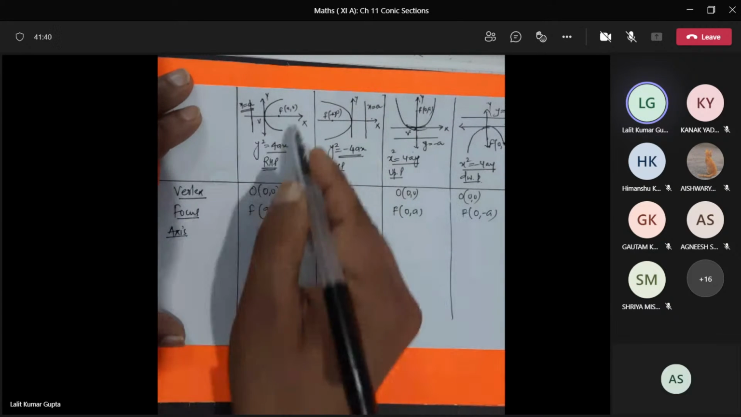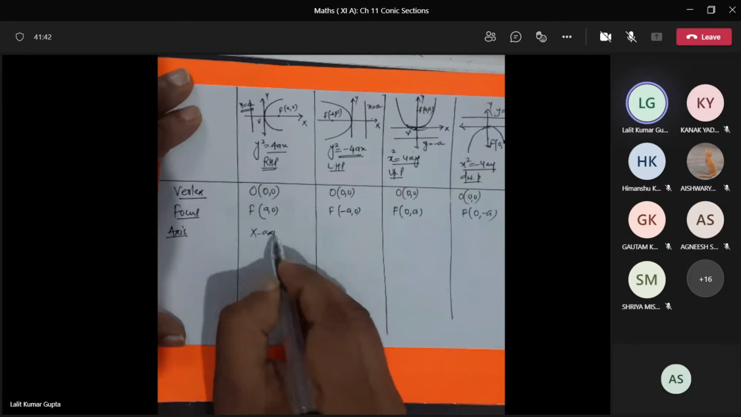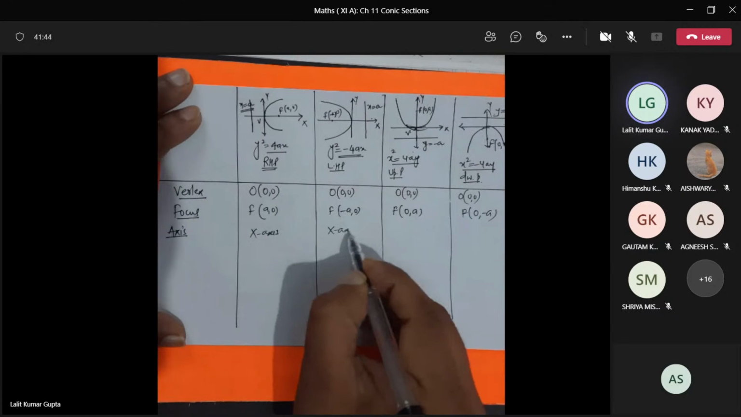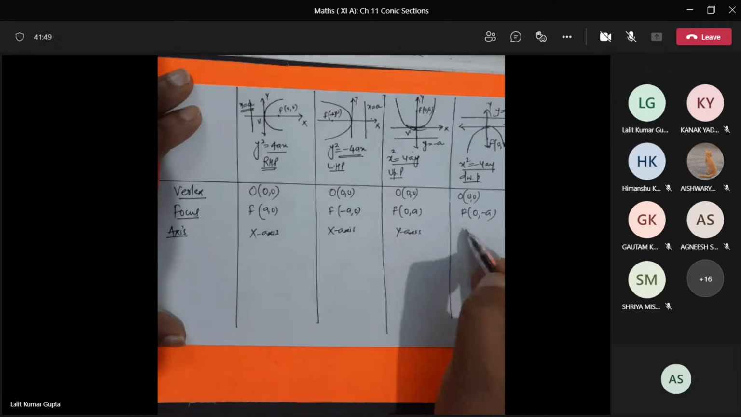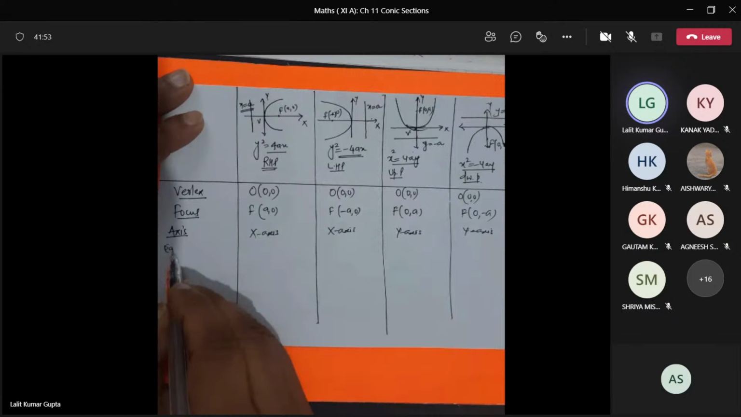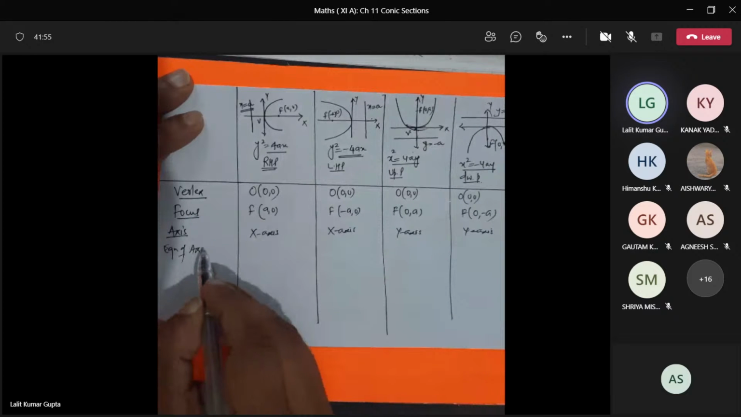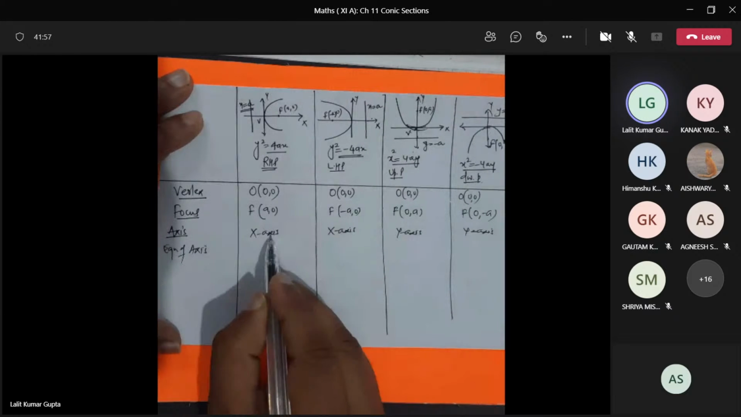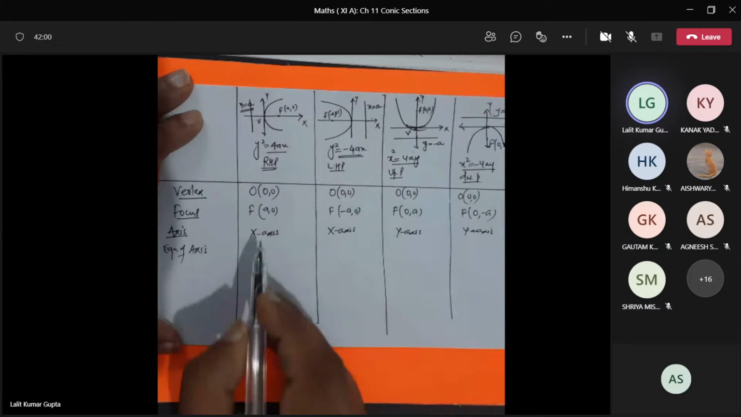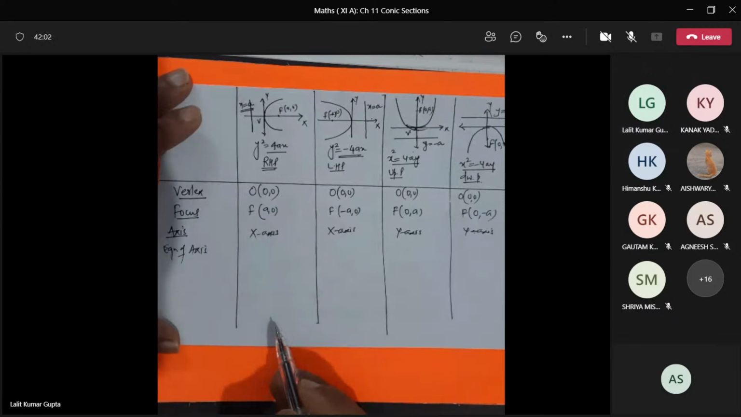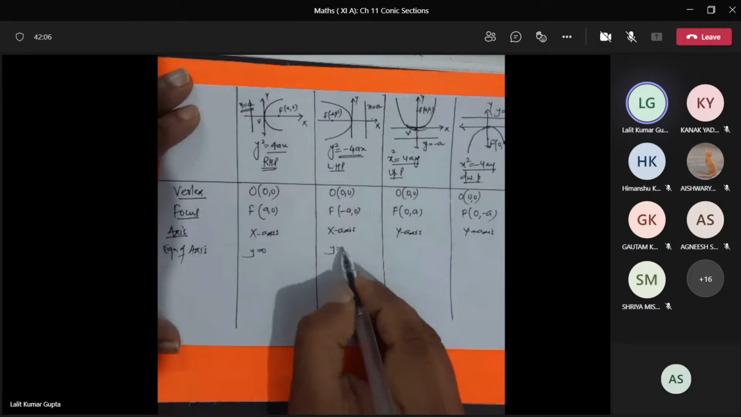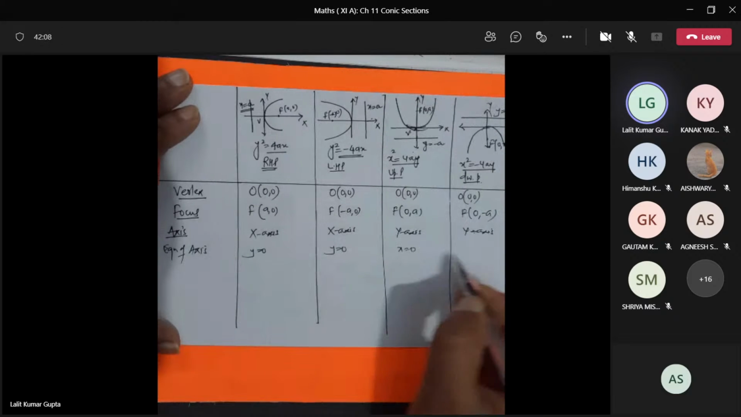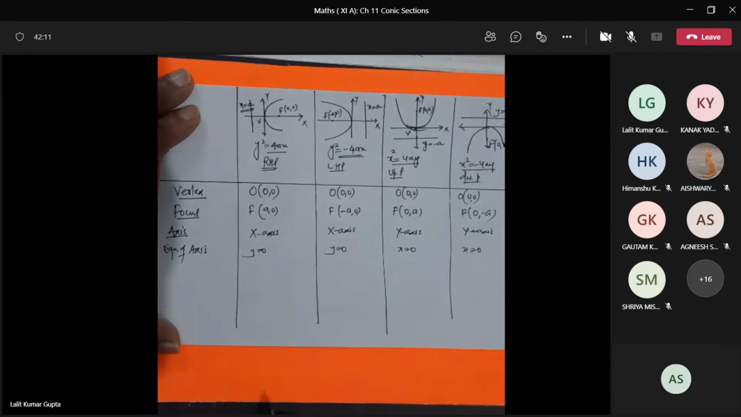Next is axis. Axis of this parabola is x-axis. In this also x-axis. And in this, it is y-axis. This is y-axis. Equation of axis. Axis here beta, x-axis, x-axis, y-axis, y-axis. So what is the equation of x-axis? What is the equation of x-axis beta? y equal to 0, y equal to 0, x equal to 0, x equal to 0.